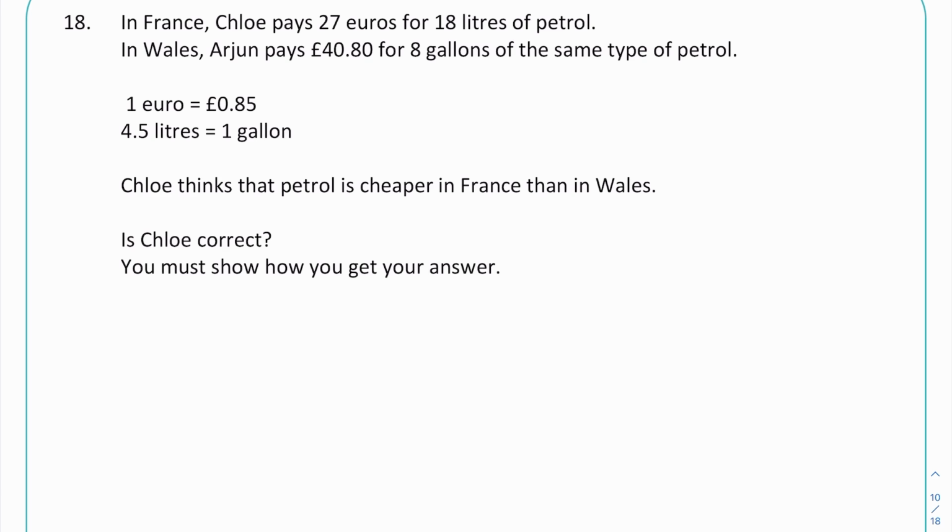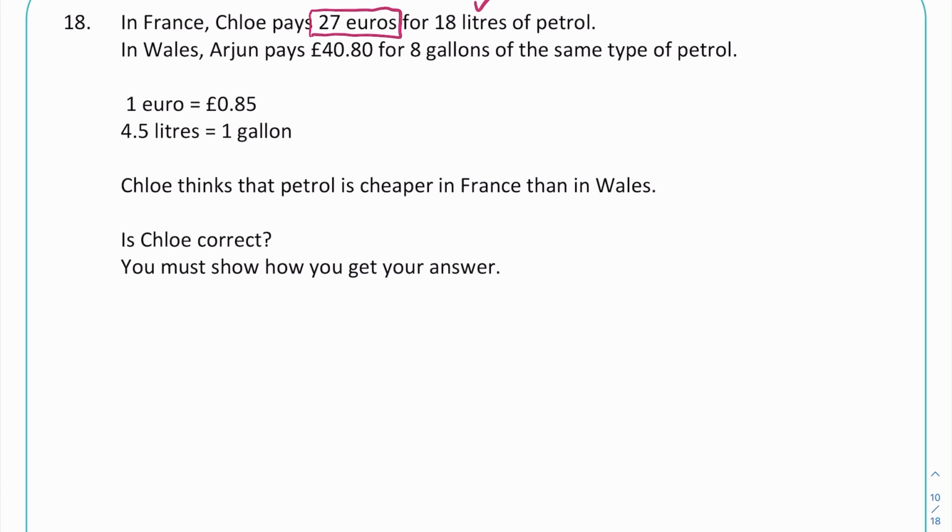Now these questions can seem very confusing, but when we are looking at best value, we just need everything in the same units. So if we have a look at this question, let's get everything into pounds and everything into litres. So the first one is already in litres, but we need to turn this €27 into pounds.